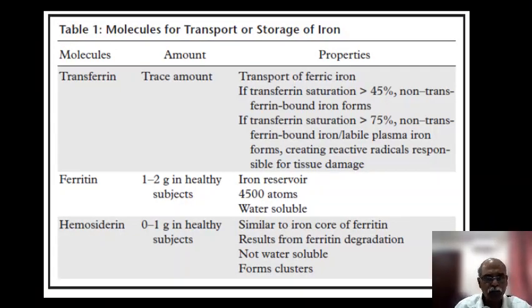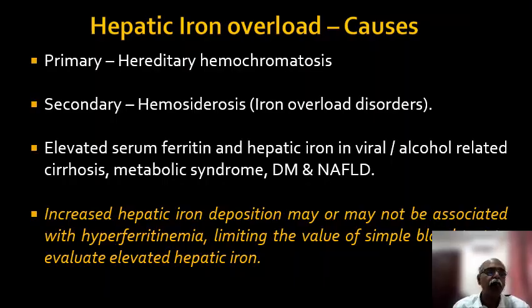I have already told you, transferrin, what is the transport medium? Ferritin is a storage medium of iron, predominantly in the liver. So these two are important. Why these two are important? I'll come to that when we assess the clinical lab parameters. What are the important lab parameters? I'll come there at that point of time.